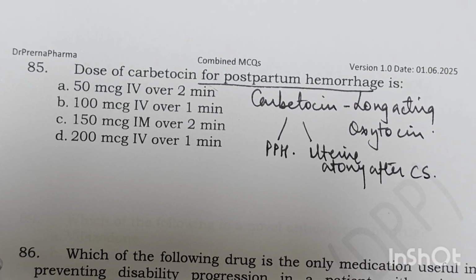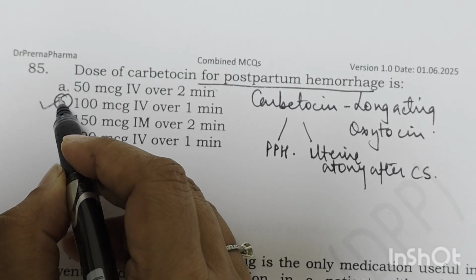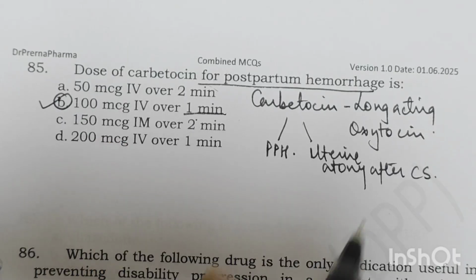Now this is a very factual question. You need to remember this. If you don't know, then don't attempt this question. Don't do any guesswork. The right answer here is 100 microgram intravenously over a period of 1 minute. So that is the right answer.